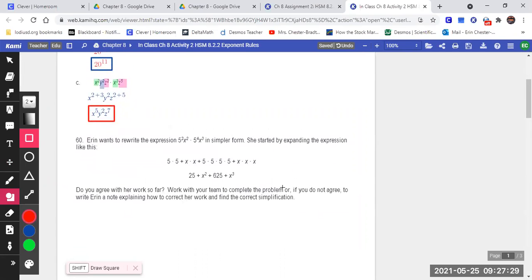So Aaron wants to rewrite 5 squared x squared times 5 to the 4th x to the 3rd in a simpler form. She started by expanding the expression like this: 5 times 5 plus x times x plus 5 times 5 times 5 times x plus x to the 3rd. And she got this big thing. Do you agree with her work? Did she do the right thing?